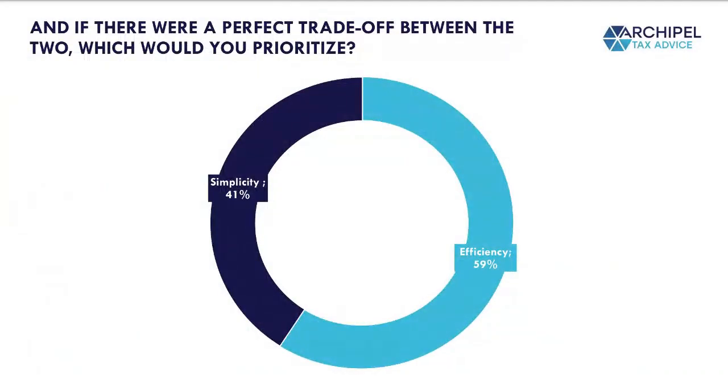And then final one is, if the two were conflicting and in a perfect trade-off, what do you think is most important? The simplicity of your plan or the efficiency? And by simplicity, I mean, how easy is it to administer, to keep track? And efficiency means what's going to be the effective tax rate, for instance. Turns out efficiency is more important than simplicity.